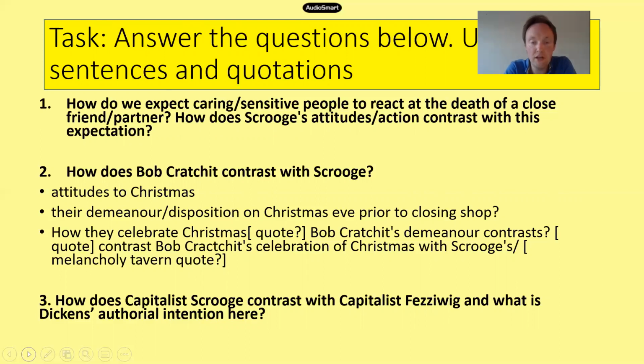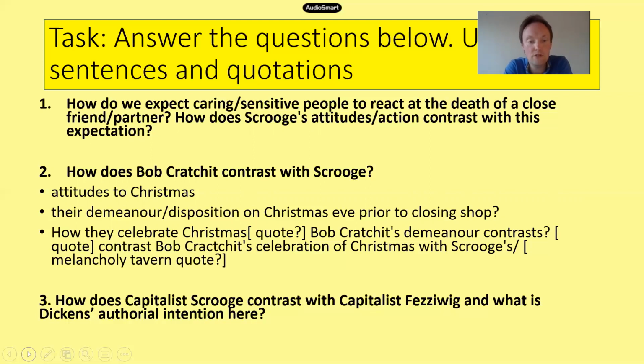How does Bob Cratchit contrast with Scrooge? What are their differing attitudes to Christmas in the first stave? What are their differing demeanours or dispositions, their expressions, their attitudes, is what that means. And how do they celebrate Christmas differently? We will need to get to Stave 3 to answer that question, so you can see that we're pushing you in the direction of reading the text.